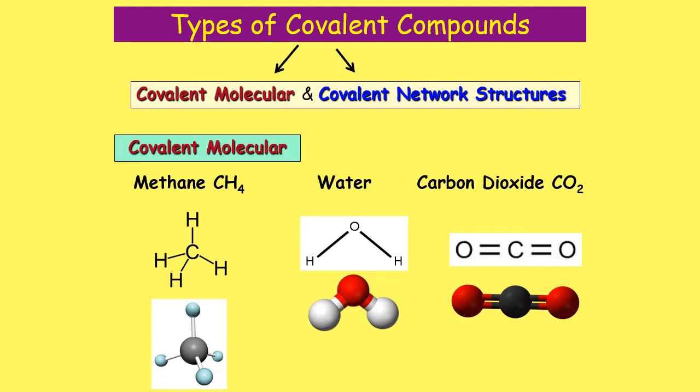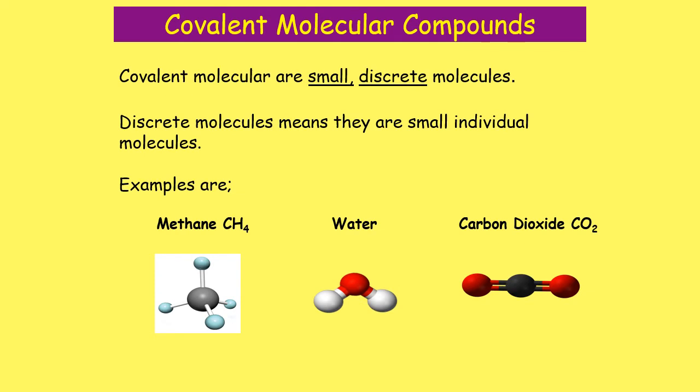So covalent molecular compounds are small, discrete molecules. Now, by discrete, what that means is that you could look at it as one thing. You could identify that is a single molecule of methane. That is a single molecule of water. You could make a model of it and it would represent the whole thing. That means they're small and individual. So methane, water, and carbon dioxide are all small, discrete molecules held together by covalent bonds.